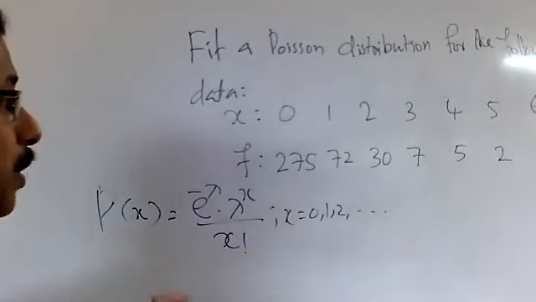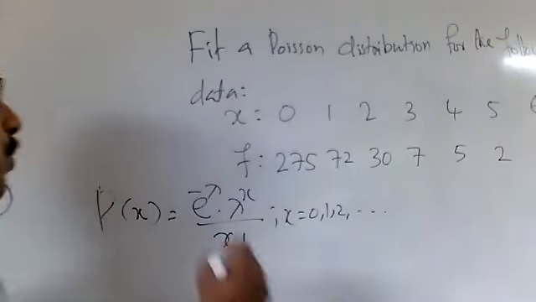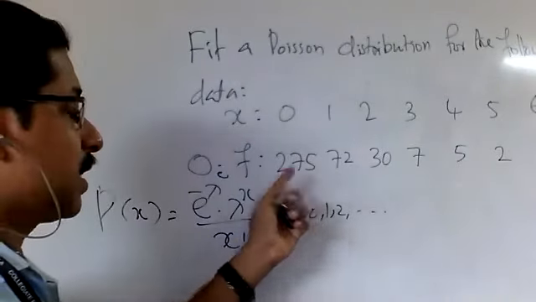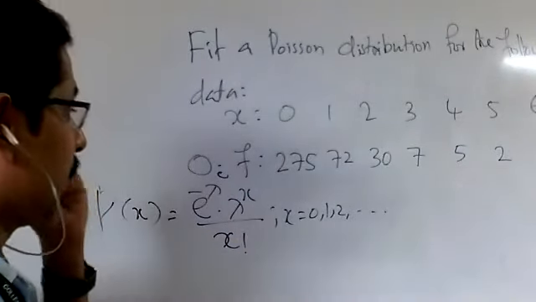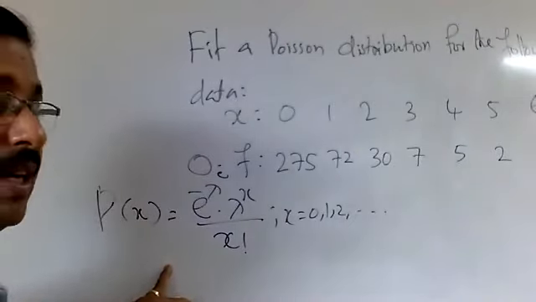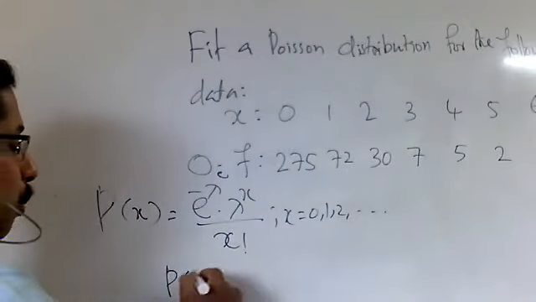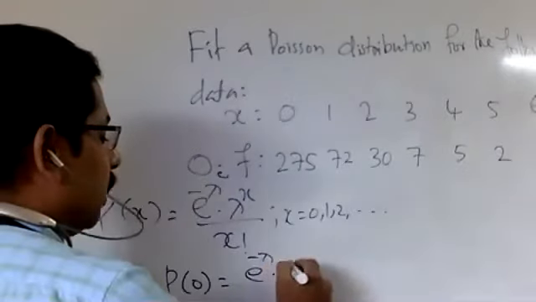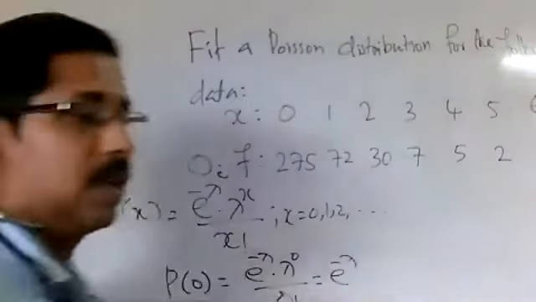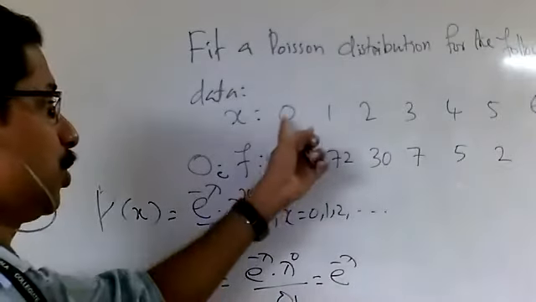Now, your aim is to find the frequency. This frequency is our observed value, our Oi values, the observed frequency. And we can estimate the frequencies using our given distribution. How to find that frequency? For the first point x equal to 0, what is the probability? P0 is e raised to minus lambda, lambda raised to 0 by 0 factorial, which equals e raised to minus lambda. This is the probability at the point 0.